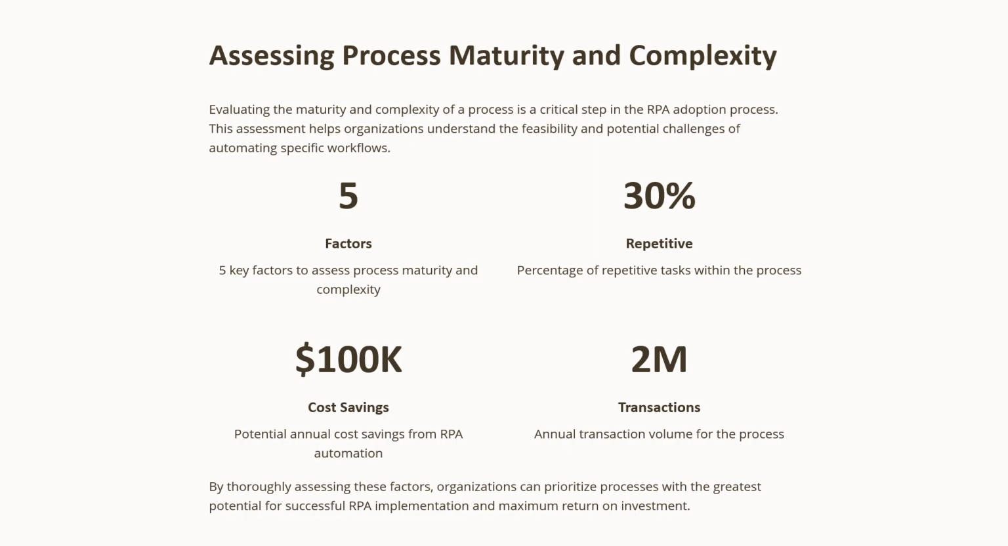30% repetitive. Percentage of repetitive tasks within the process. Cost savings. Potential annual cost savings from RPA automation. And 2 million transactions. Annual transaction volume for the process. By thoroughly assessing these factors, organizations can prioritize processes with the greatest potential for successful robotic process automation implementation and maximum return on investment. So these are the key factors that are a must. Five key factors of maturity and complexity: 30% of repetitive tasks, cost saving, and transaction volume.